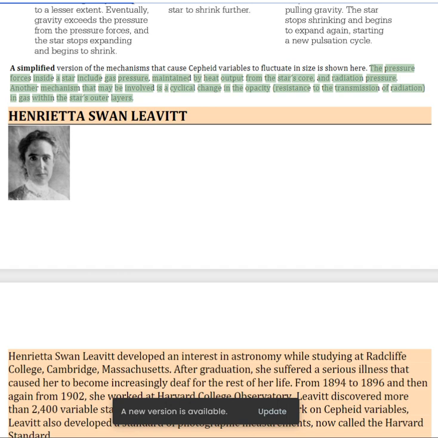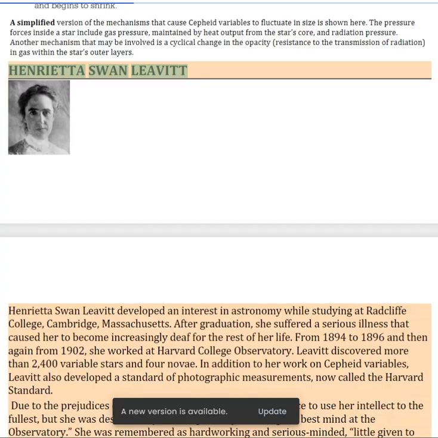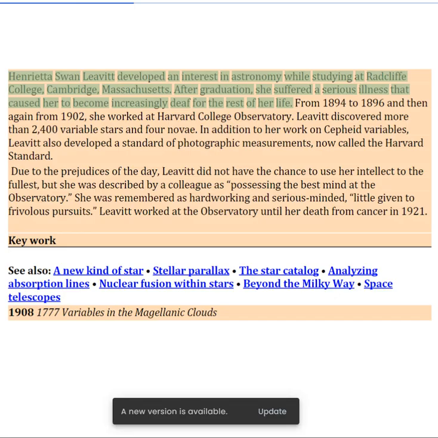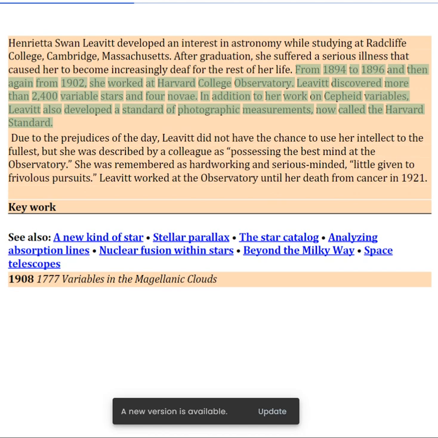layers. Henrietta Swan Leavitt. Henrietta Swan Leavitt developed an interest in astronomy while studying at Radcliffe College, Cambridge, Massachusetts. After graduation, she suffered a serious illness that caused her to become increasingly deaf for the rest of her life. From 1894 to 1896 and then again from 1902, she worked at Harvard College Observatory. Leavitt discovered more than 2,400 variable stars and 4 novae.